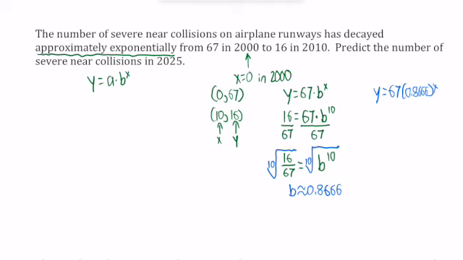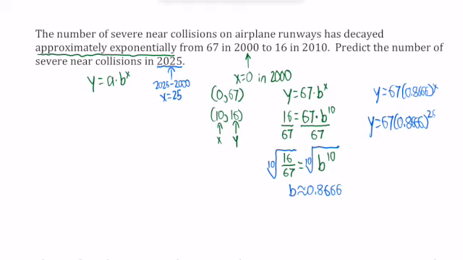Now we still need to answer our last question, which says to predict the number of severe near collisions in the year 2025. Since our starting year was the year 2000, if we take 2025 minus our starting year, we get that we need to plug in 25 for x. So we put in 25 for x in our formula. 67 times 0.8666 raised to the 25th. So let's calculate that.